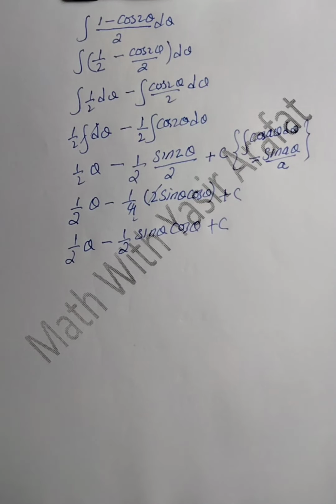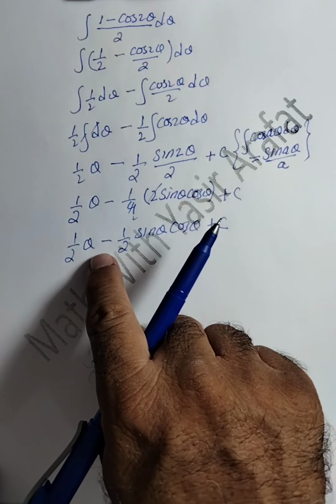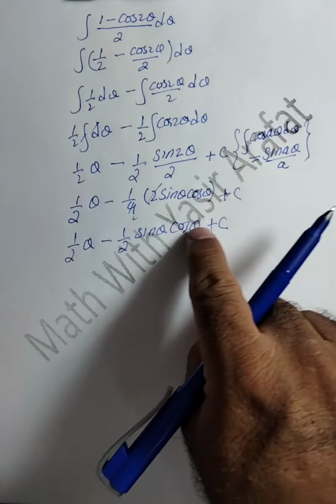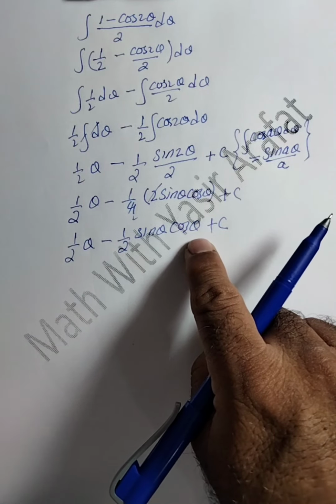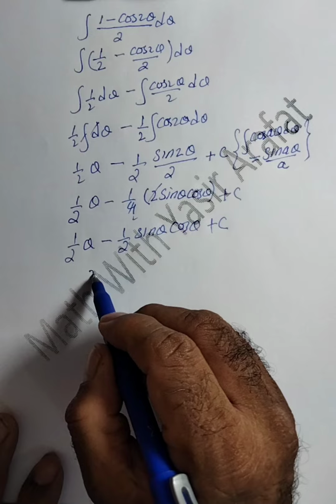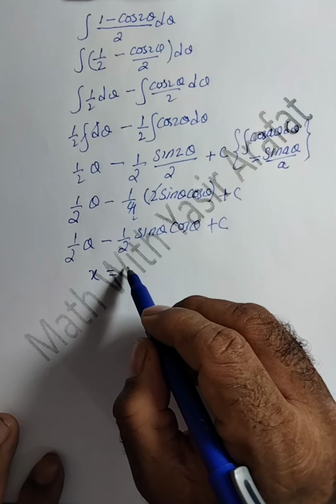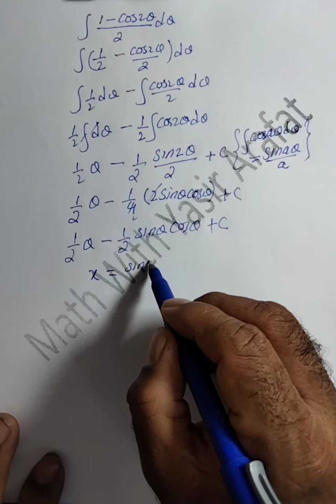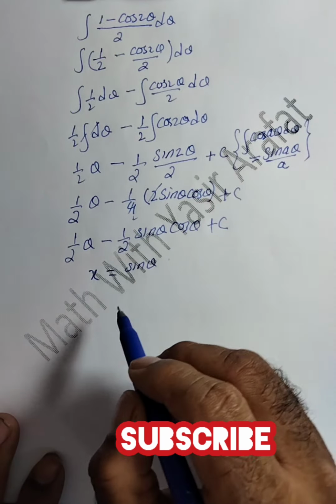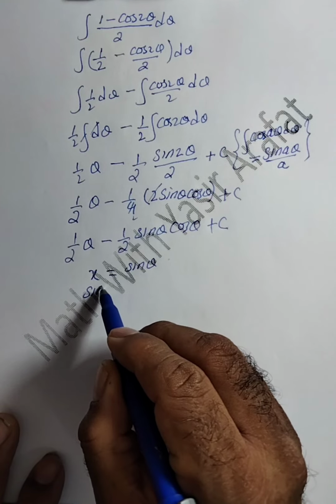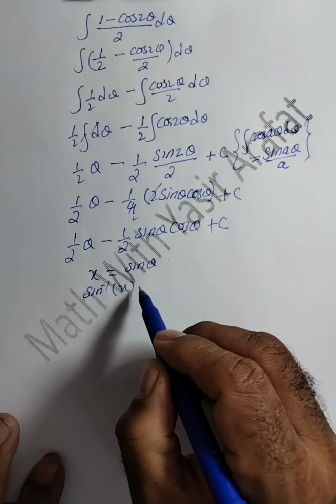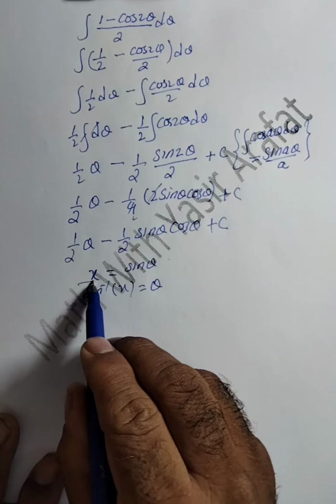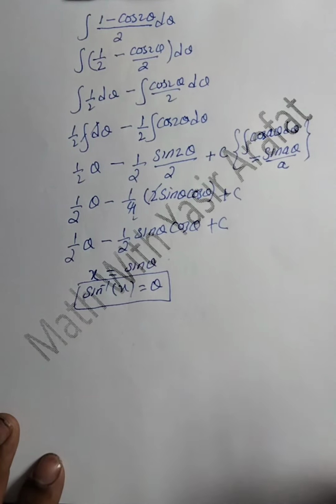Dear students, remember that we have to use the trigonometric substitution method here. The question was given in the form of f of x, so that is why we have to write the answer in the form of x, not in the form of theta. So we have to change this function from theta back to x. At the start of the question, we supposed that x equals sine theta, so we have to take out the value of theta. So sine inverse x equals theta.